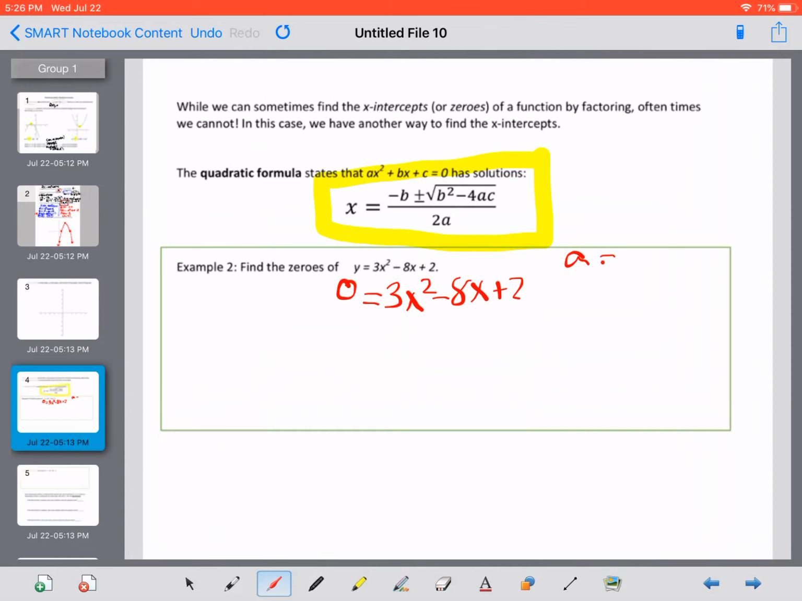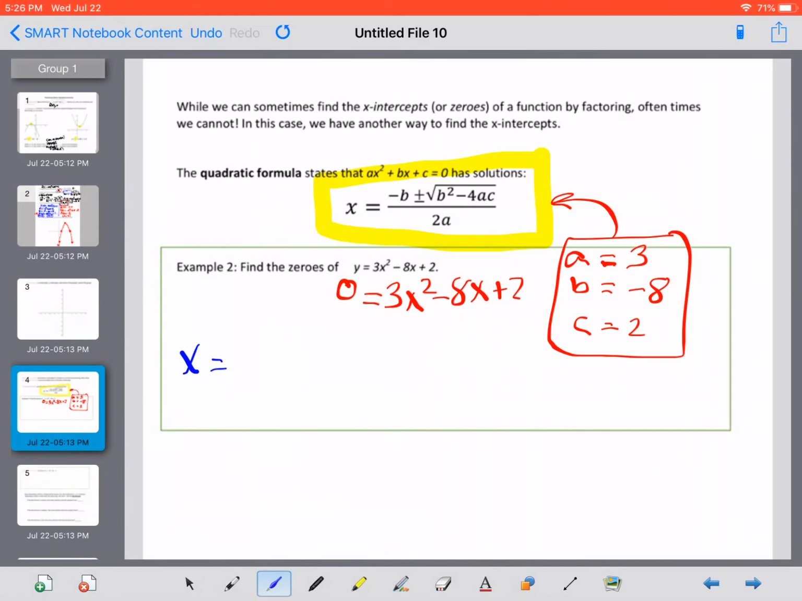A is the coefficient on x squared, so that's going to be 3. B is the coefficient on x, so that's negative 8. And c is the constant term, so that's 2. Now I'm going to fill all this information into the quadratic formula. Replace a with 3, b with negative 8, and c with 2. And I'll get the following solution.